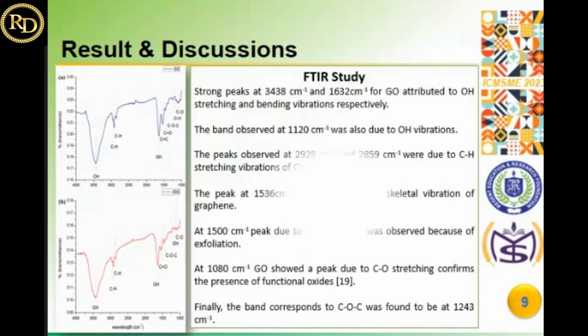Now coming to the FTIR study. Here also we have seen that at certain positions we have got the peaks for GO and RGO. I'm not elaborating this slide as everything is written on the slide, and we know the places where we have got the peaks of graphene oxide or reduced graphene oxide, and each of the peaks at various wave numbers represents some chemical changes.